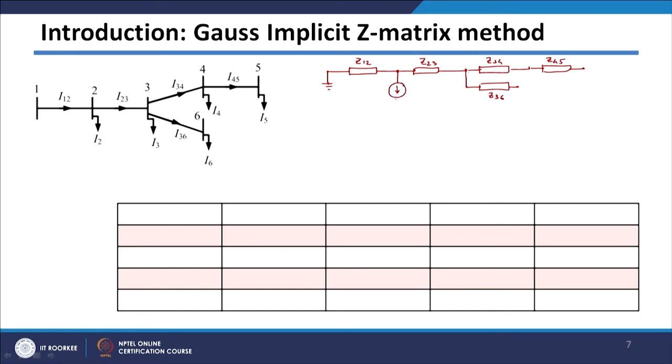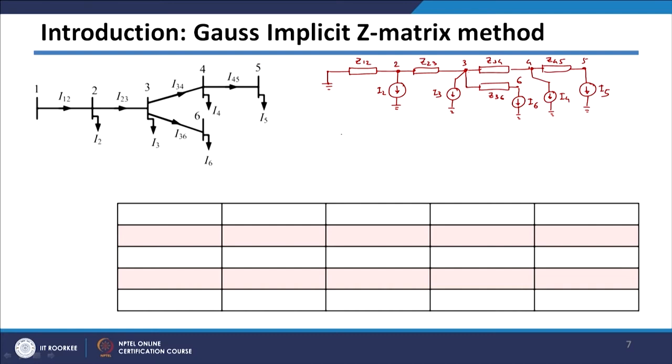So there is a current source here, which is the load current of bus 2. This is the load current at bus 3. So this is I2, this is I3, this is I6 because it is node 6, this is 4, this is 5. So this is your I6. This current source is I4. This current source is I5. Now I want to solve this network to get the voltages at these nodes.